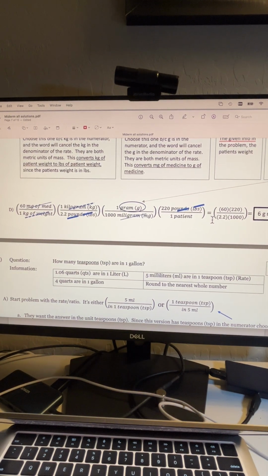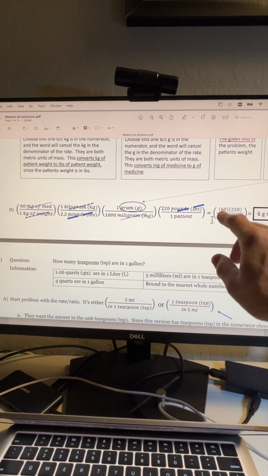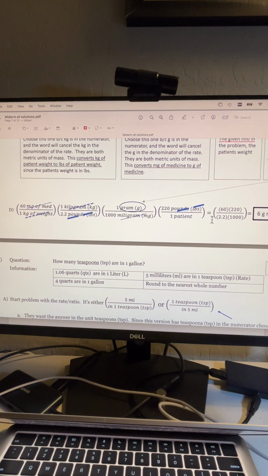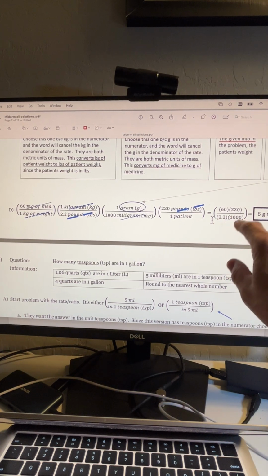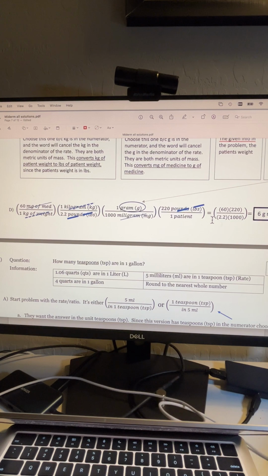This might be a brand new strategy. You might not trust it. So if you need to, do 60 times 220 equals, write that number down, 2.2 times 1,000, write that, and then do whatever you need to do to get it right.